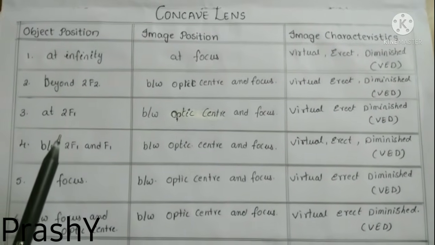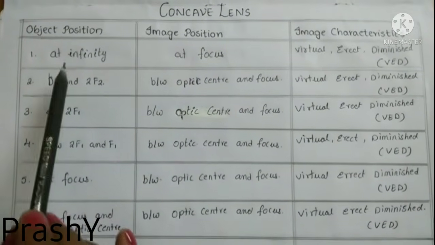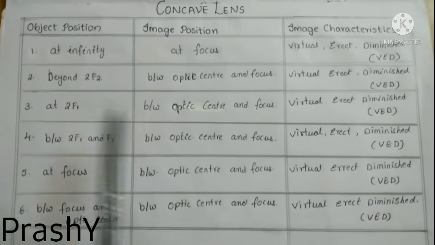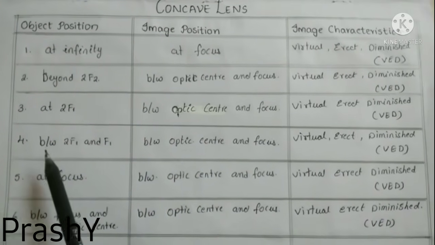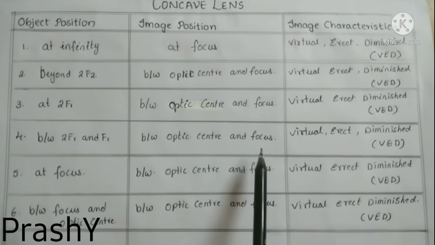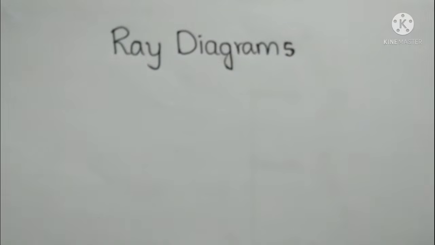So for concave lens, even though we are drawing the image positions for all the 6 cases, the image position is the same. So for whatever be the object position, image will be between optic center and focus for a concave lens. Hope this module will help you in drawing the ray diagrams. Thank you.